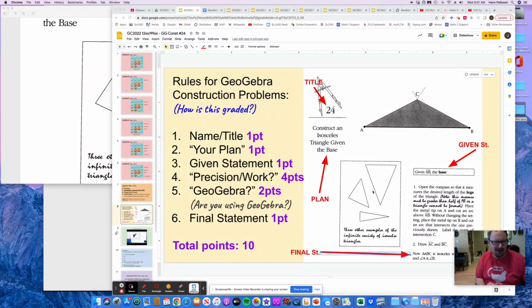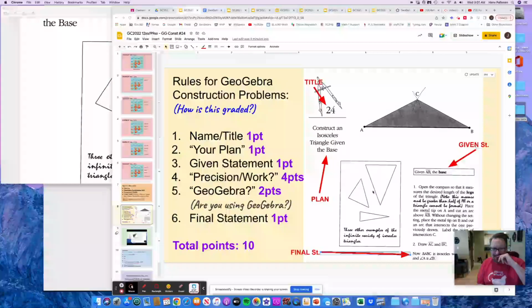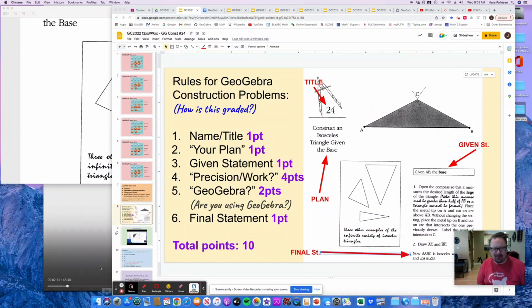Okay, so today we're going to work on construction number 24, which is constructing an isosceles triangle given the base. All right.